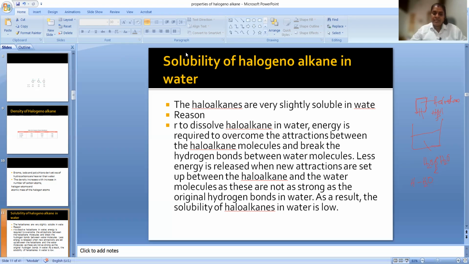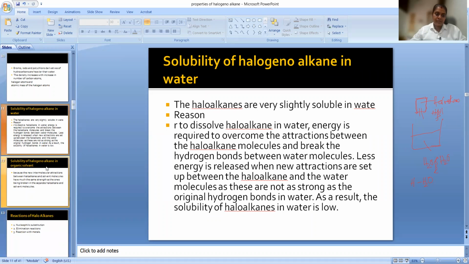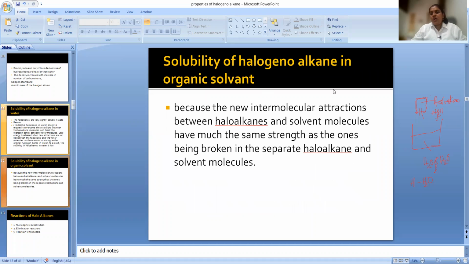Now next is solubility in organic liquid. In an organic solvent it is soluble because the new intermolecular attraction between haloalkane and solvent molecules has much the same strength. Both have the same strength, so they will dissolve. Halogenoalkane will dissolve in any organic solvent.